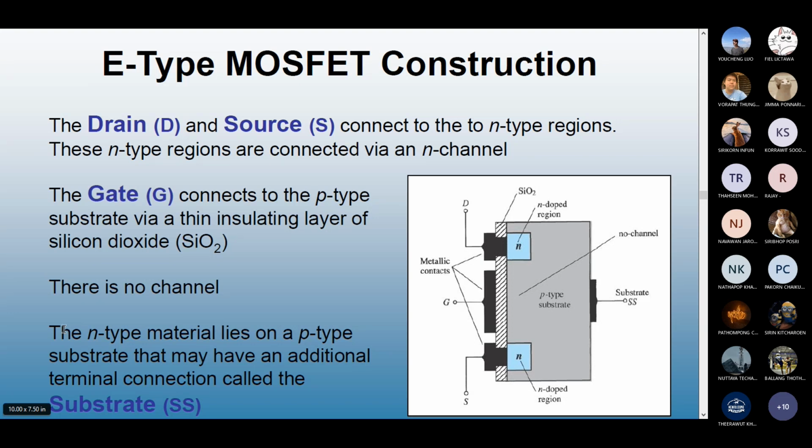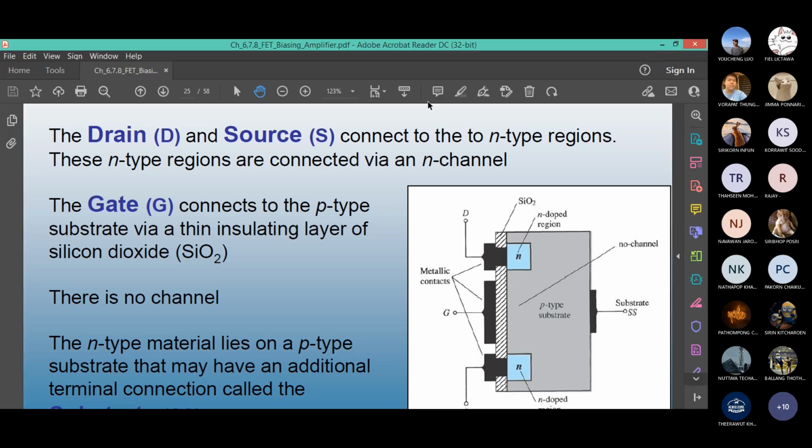The mistake is in the text, where it says on the top, the drain and source connect to the N-type regions. The regions are connected via an N channel. The second line is a mistake from the publisher of this Pearson book. So please disregard this one. This one that I highlighted in yellow, it is not true. Can I do a strikeout? Maybe there's a strikeout option.